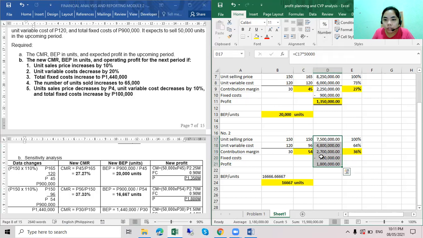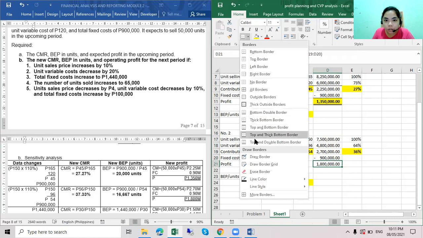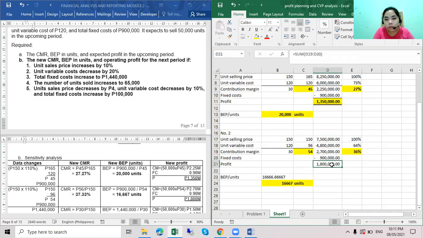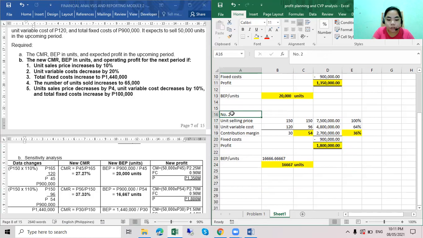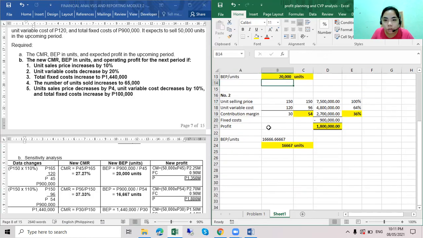So that will happen if you decrease your unit variable cost by 20%. So your profit will become 1.8 million. Your CM rate will go up to 36%, and your break-even point will be 16,667 units. Okay, that's for number 2. Let's go to number 3.